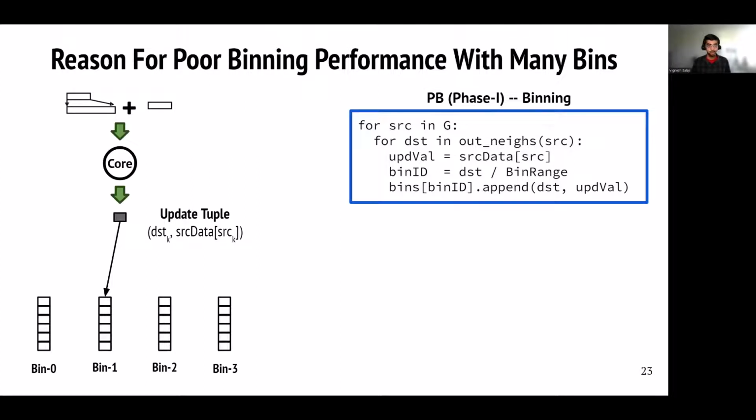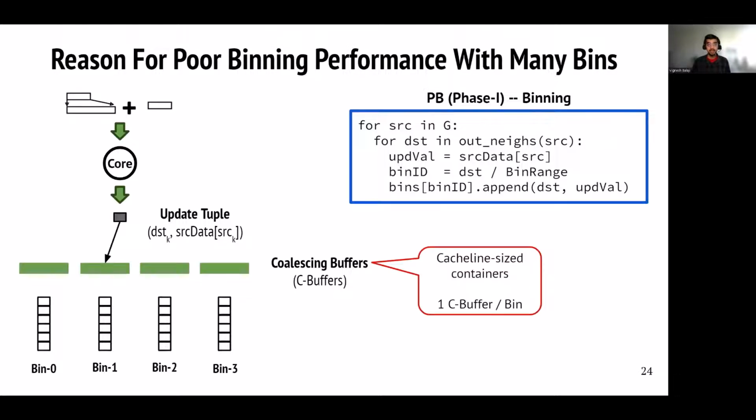implementation detail, which is that during the binning phase, the core does not directly write update tuples into bins. Instead, the core first writes the update tuples into one of many coalescing buffers or C buffers. These are cache line size containers, and there's one C buffer per bin. These C buffers essentially collect update tuples for a particular bin and then do a bulk transfer.